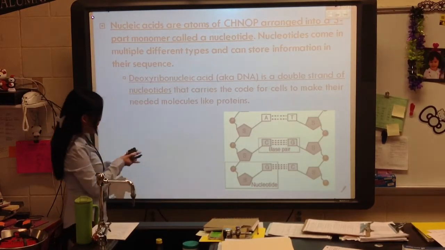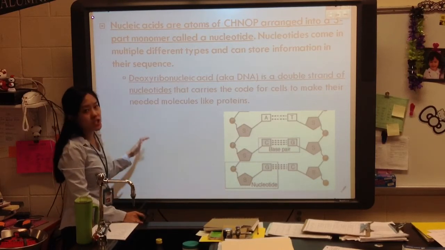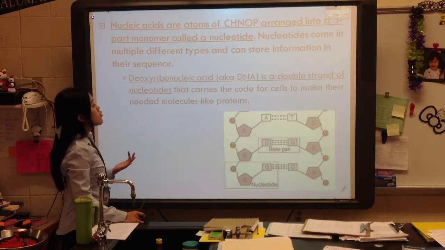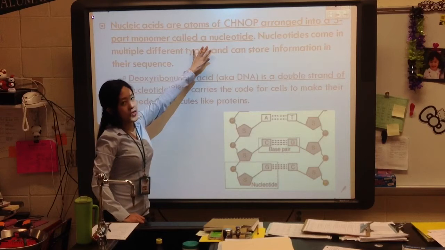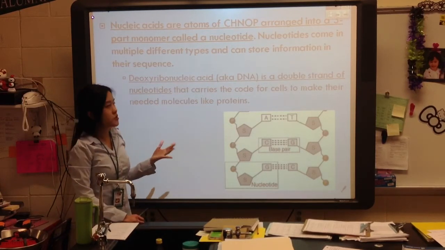Well, nucleotides come in multiple different types and can store information in their sequence. We'll talk more about this sequence later. But right now, we're mainly concerned about the elements that it's made up of, the monomer that it's made up of, and of course its function.